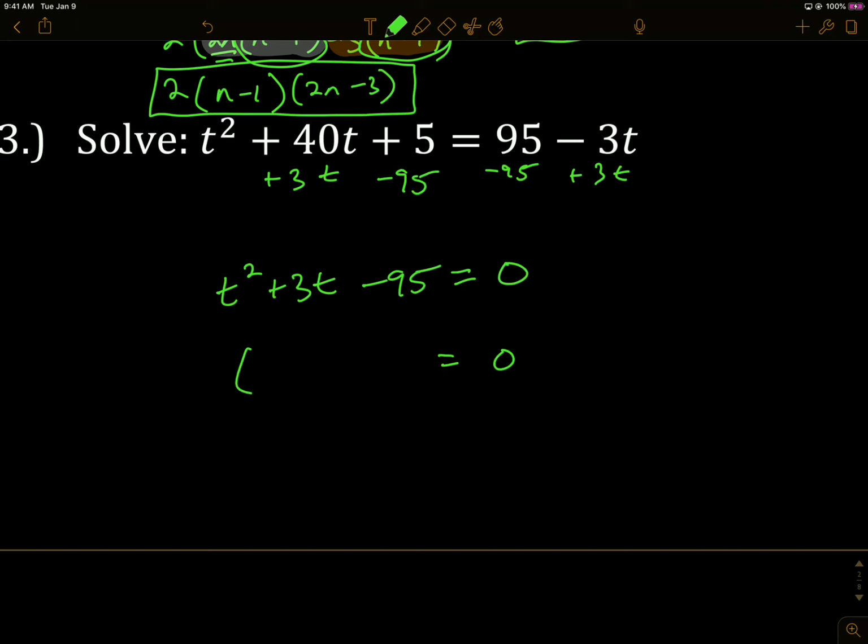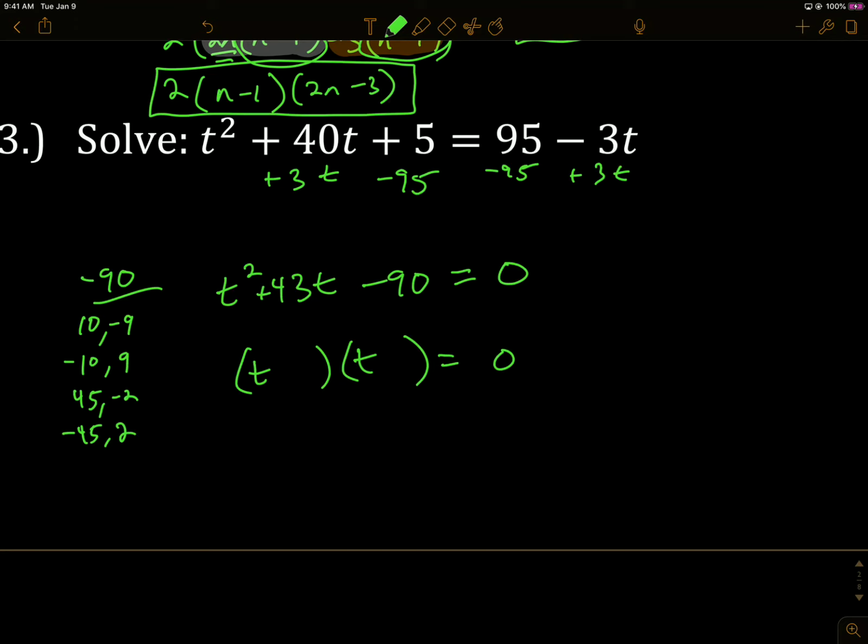I see that it's a trinomial where a is 1, so I know the structure is t and t. So now I just got to figure out numbers that multiply to negative, that should be a 90, not a 95. Numbers that multiply to negative 90 but add to 3. So I've got 10 and negative 9, negative 10 and positive 9. I've got 45 and negative 2, negative 45 and 2. Okay, I also added wrong here. The 40 plus the 3 is a 43t, so they have to add to 43. So if I look at this list, this is the winner. Those add to 43, so it's going to be t plus 45 and t minus 2.